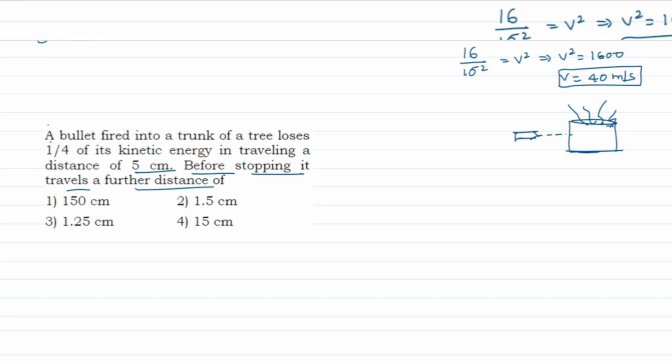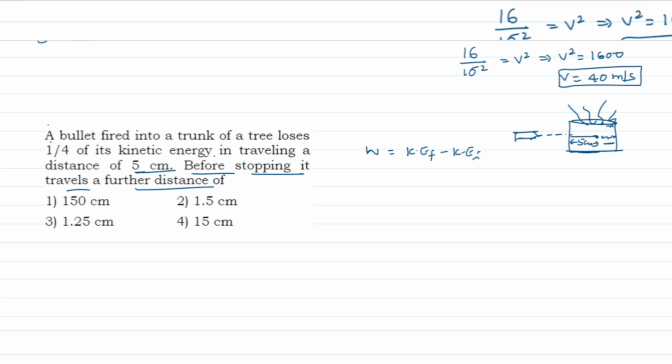It loses 1/4 of its kinetic energy in traveling a distance of 5 centimeters. So it travels 5 centimeter distance into the trunk, and before stopping, it travels a further distance. How much further distance is it going to travel? Here to here you just calculate. Let us calculate the work done by the resistive force, which will be equal to the change in kinetic energy. You can take KE final minus KE initial.